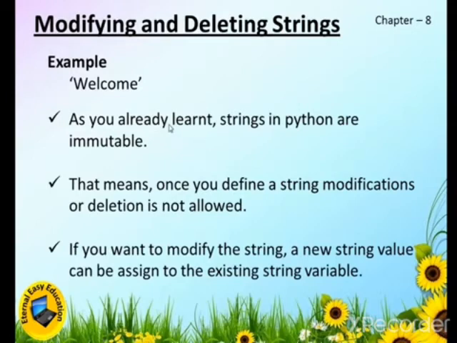As you already learnt, strings in Python are immutable. That means once you define a string, modification or deletion is not allowed. If you want to modify the string, a new string value can be assigned to the existing string variable. I'll explain what this is. We cannot directly modify the word given here. For example, if it is welcome, if I want to change the O to A, I cannot do it. If I want to delete M, I cannot do it directly.